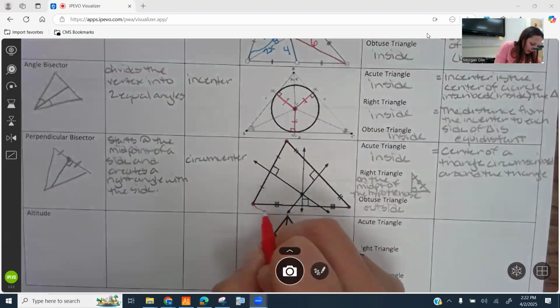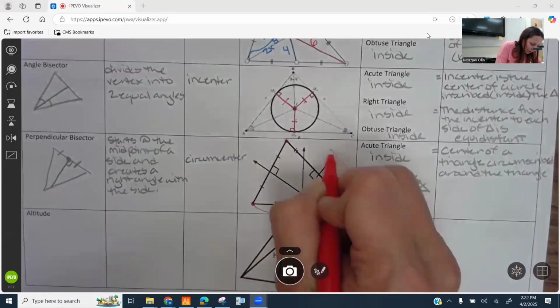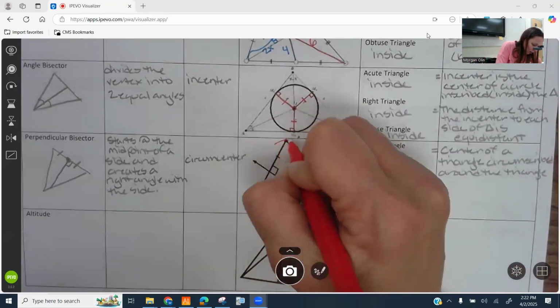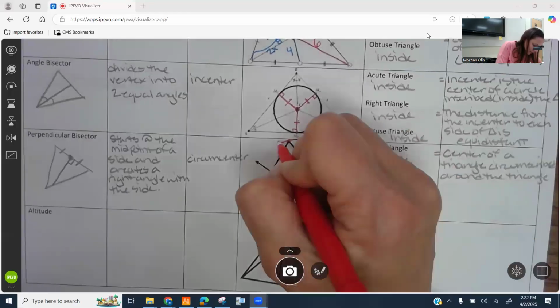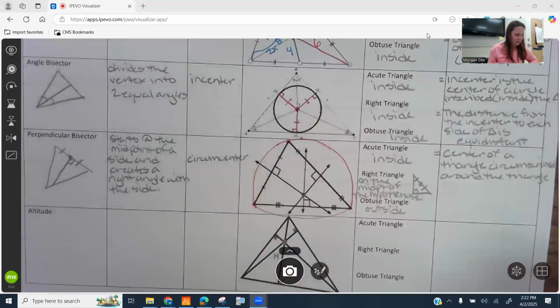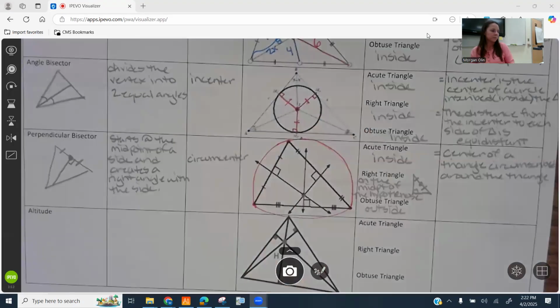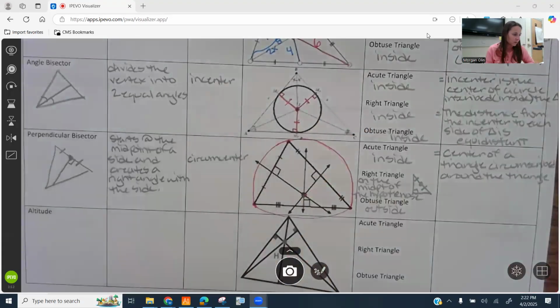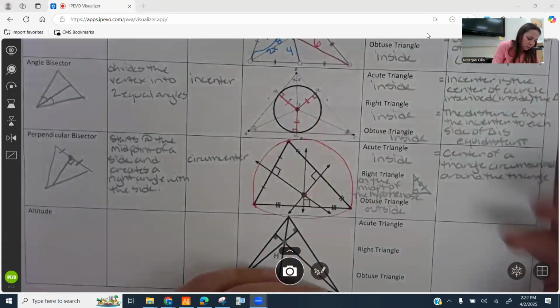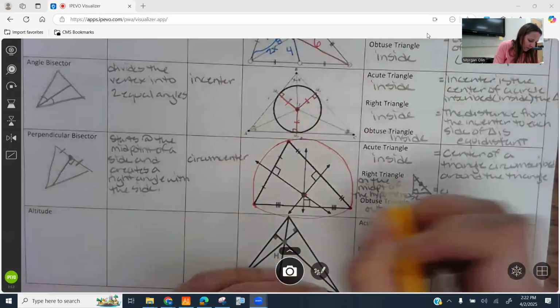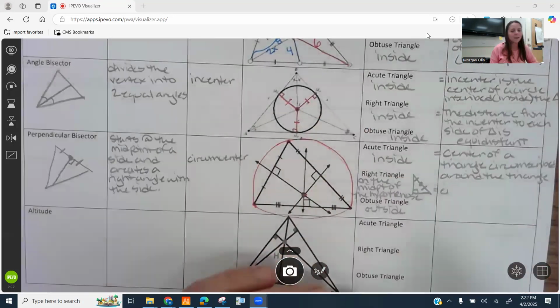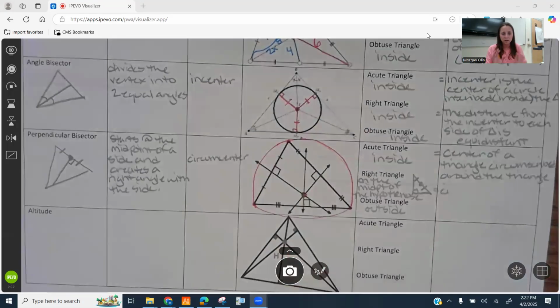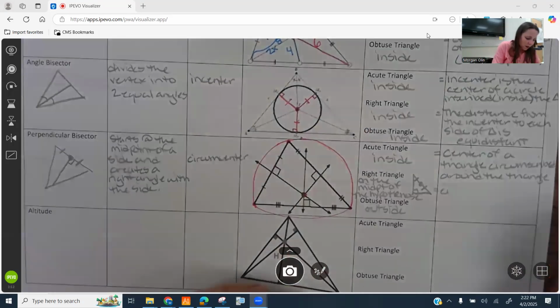So like here, I can draw a circle on the outside of this figure. All right, not a great circle. Sorry about that. All right, and what happens is the circumcenter. So this is the circumcenter right here. Now that's going to be the center of that circle. I know it doesn't look like it in this picture. If I had drawn it better, it would.